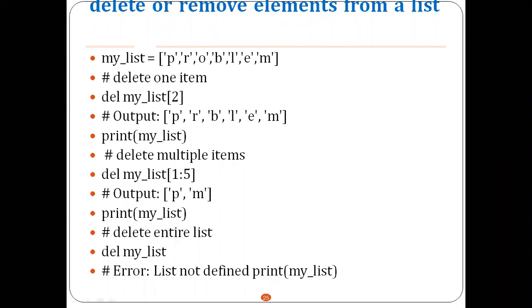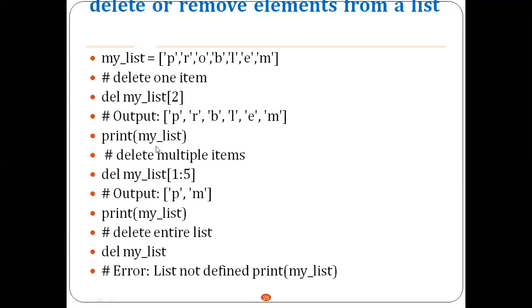So when I delete O here, there is no empty space. Instead, all these elements, that is B, L, E, M, will be pushed one position to the left. So you don't find any holes or empty elements here, right?